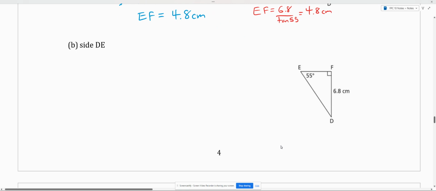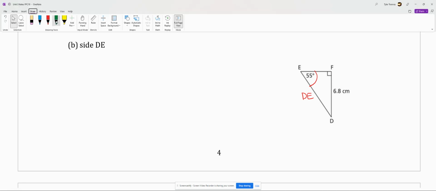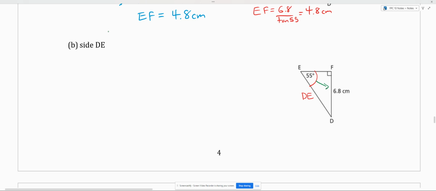So let's do one more and we're going to be done this set of notes. We're going to find side DE. So we look over at our triangle here. We're actually going to be determining the hypotenuse this time. DE is this side, okay? And in reference to this angle, again, our labeling is going to be the opposite side is over here. So here's our opposite. The adjacent is here and our hypotenuse is the side we're looking for.